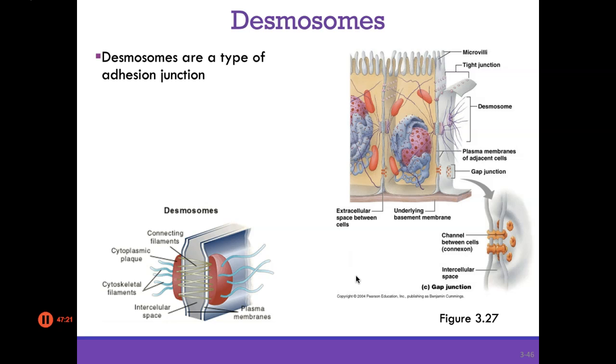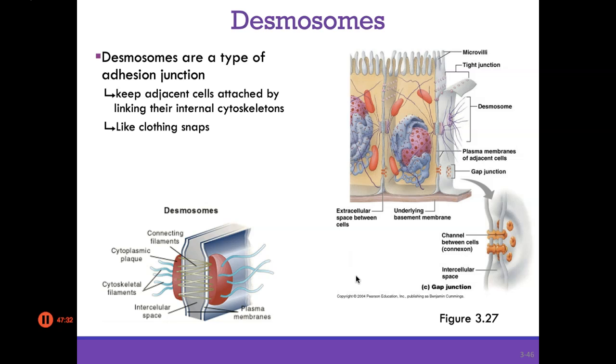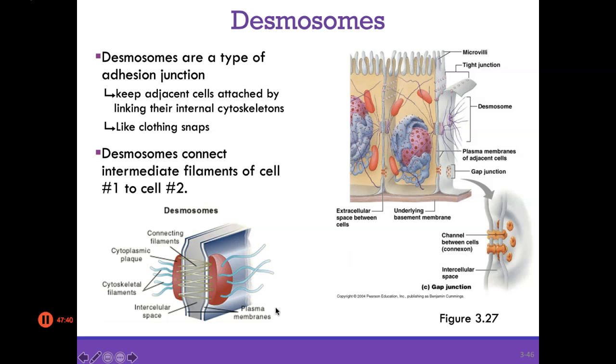Desmosomes are a type of adhesion junction that can keep adjacent cells attached by linking their internal cytoskeletons. So these are almost like a clothing snap on a pair of jeans. They can snap two cells together by attaching their cytoskeletons.